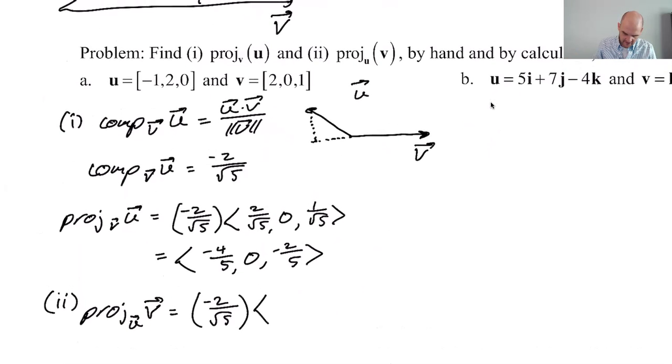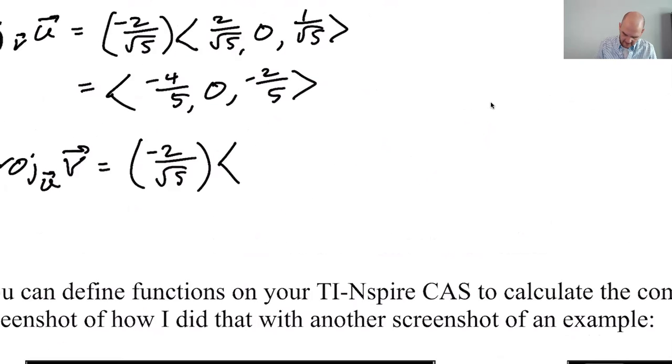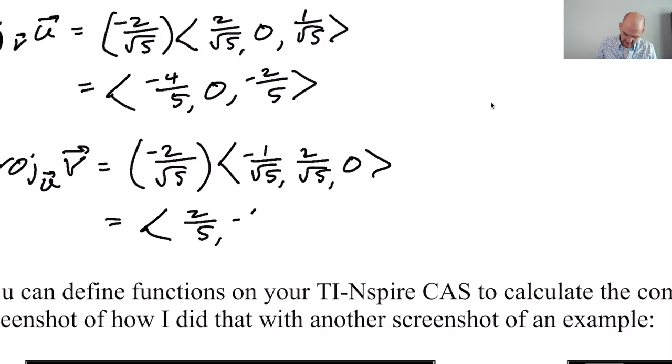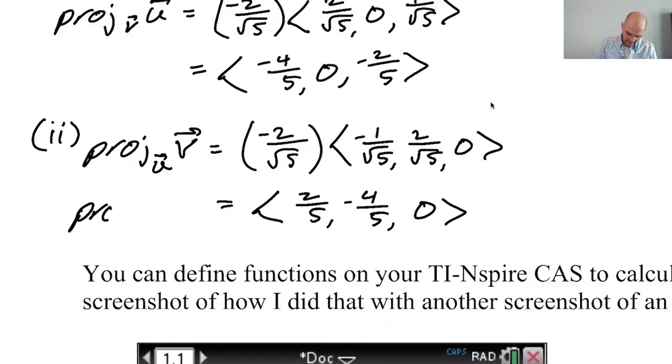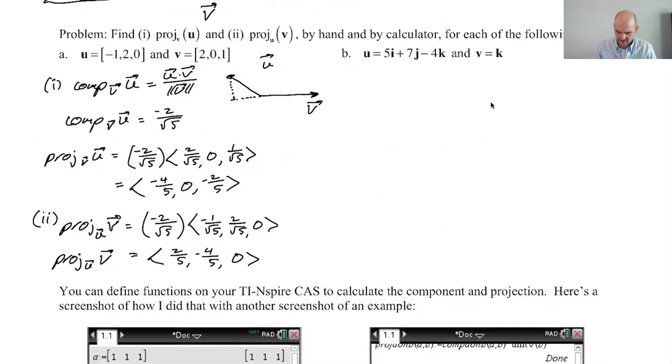But now I need to turn u into a unit vector. So it's going to be -1 over radical 5, 2 over radical 5, 0 over radical 5. So this gives me 2/5, -4/5, and 0. So that is the projection. That's the actual vector. It's not just the length of the vector. The length of the vector is the component. The component would have been -2 over root 5, and it's easier to find, because it's half of the calculations.